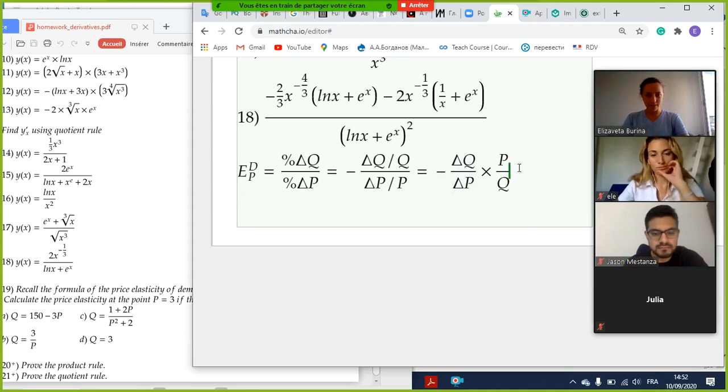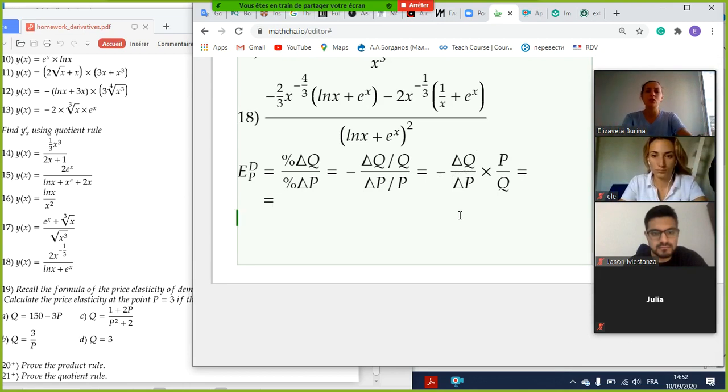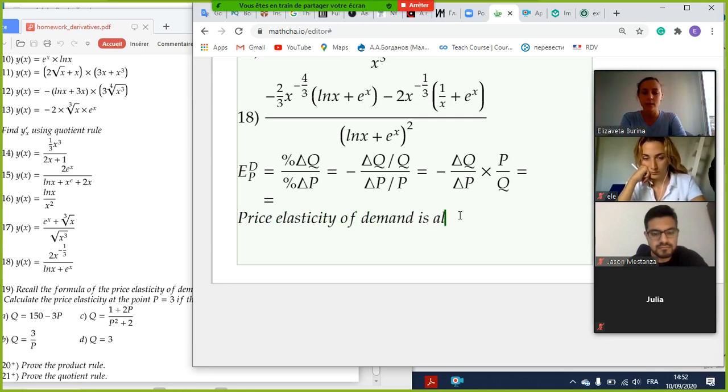We can again rewrite it. Let's do here and here. So this minus thing, sometimes we take it out, sometimes we don't. I like taking it out here in the fraction so I never forget it. But what you just have to know in the end is that price elasticity of demand is always negative.